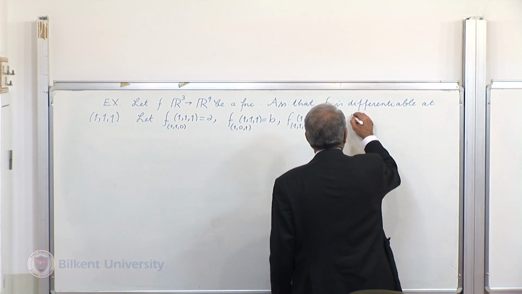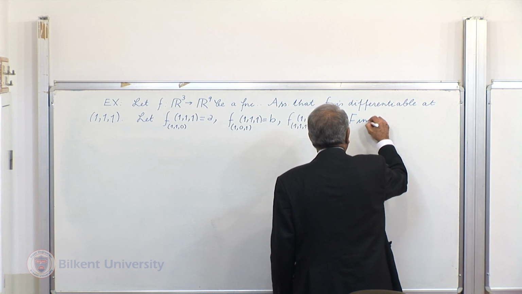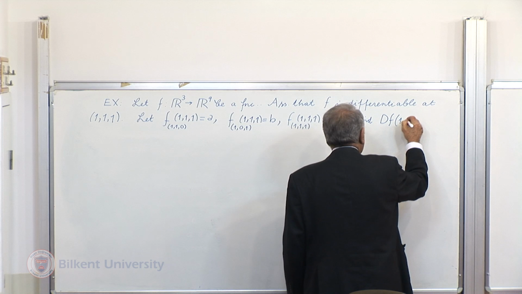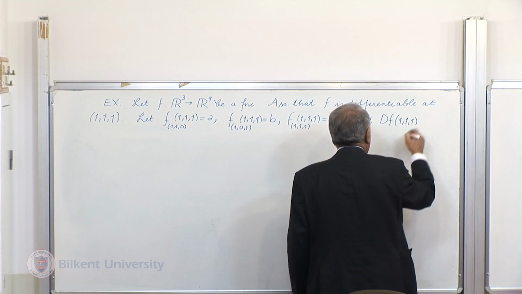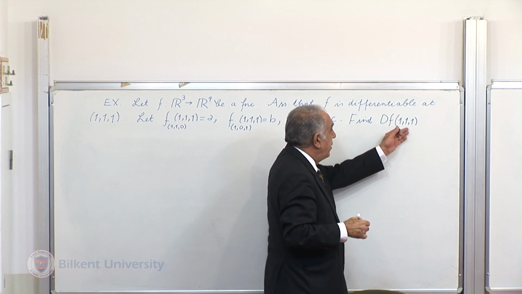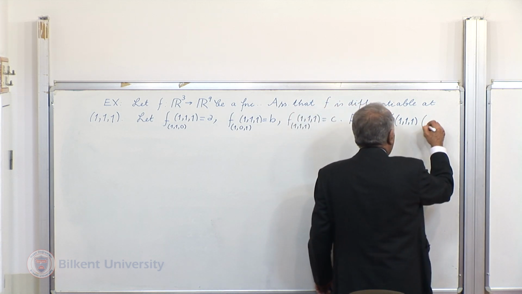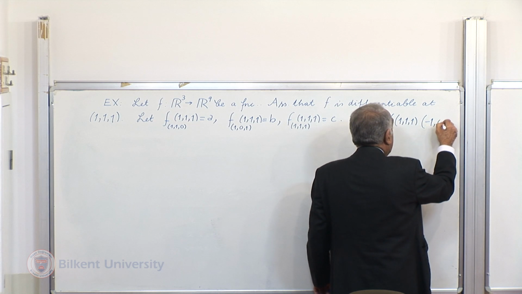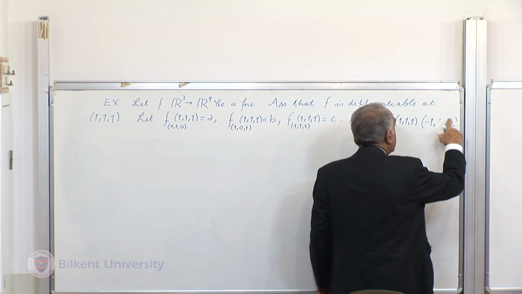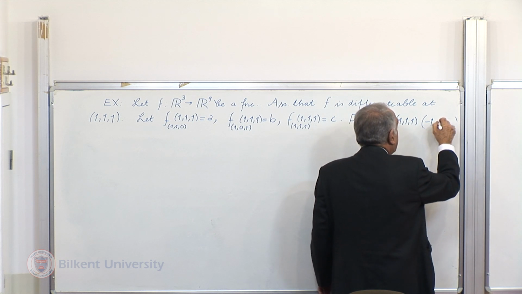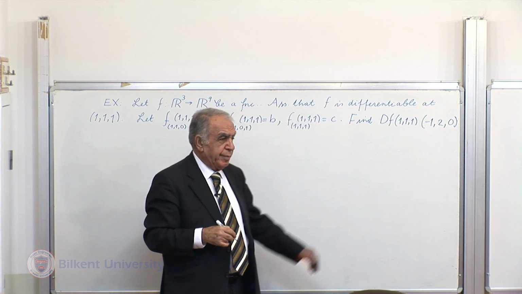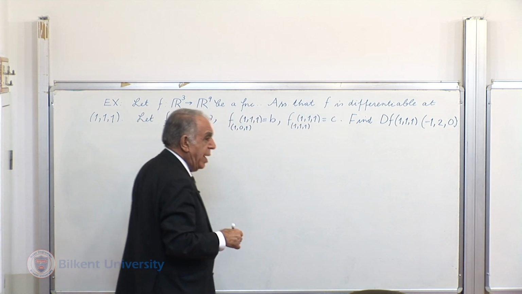The question was, find df at 1, 1, 1, the derivative of f at this point, evaluated at minus 1, 0, 2. Well, no, it was, I guess, it makes no difference, but let me take exactly what we had before. Okay?